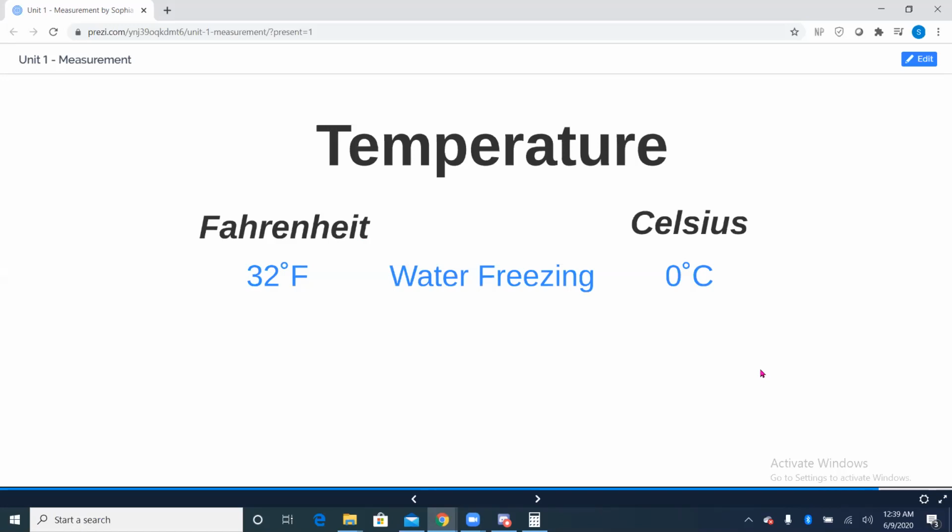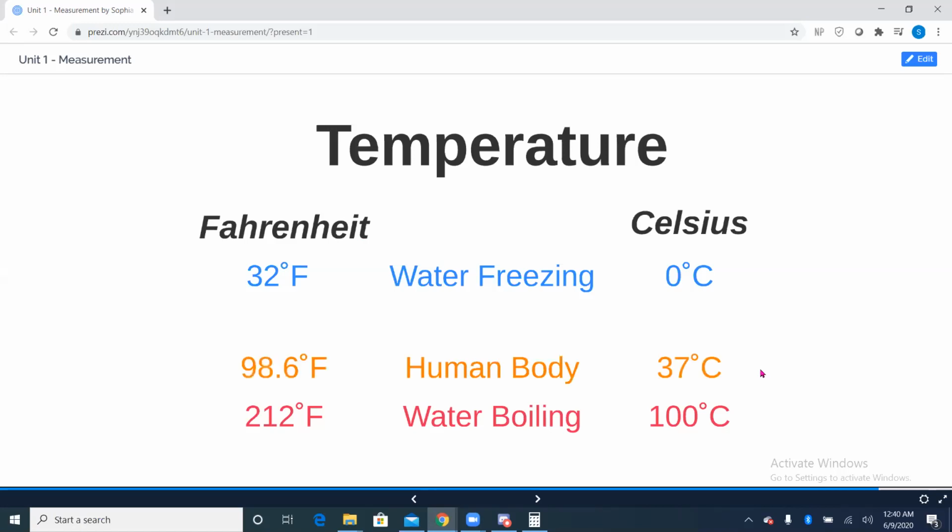So water freezing would be 32 degrees Fahrenheit, but that's only 0 degrees Celsius. Water boiling, 212 degrees Fahrenheit versus 100 degrees Celsius. So if you're noticing, everything seems to be based off of water. The weight of water, the volume of water, the point at which it freezes and boils. That's because this could be used all over the world and everybody would have a standard.